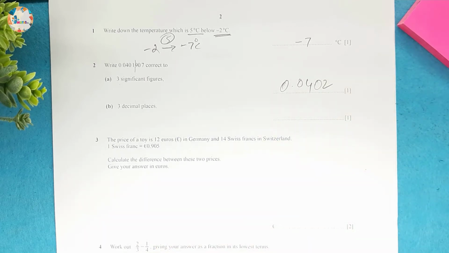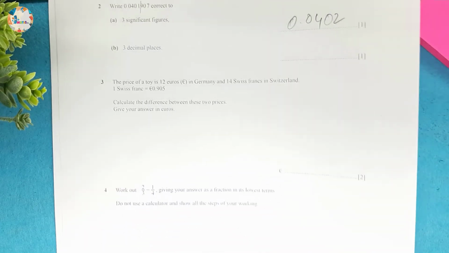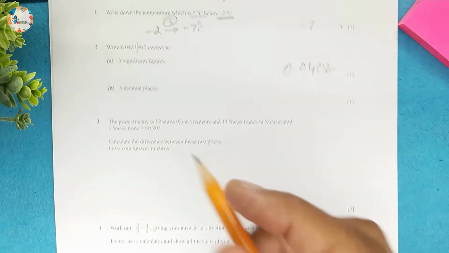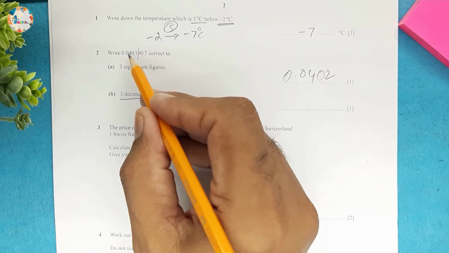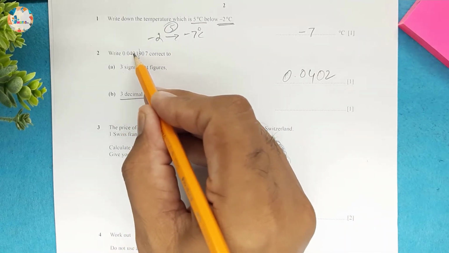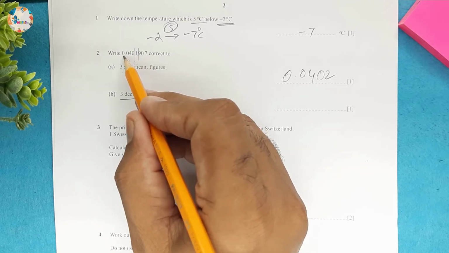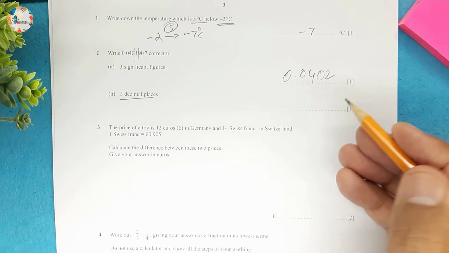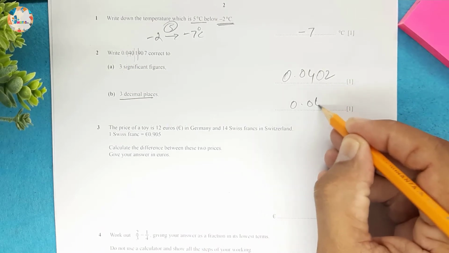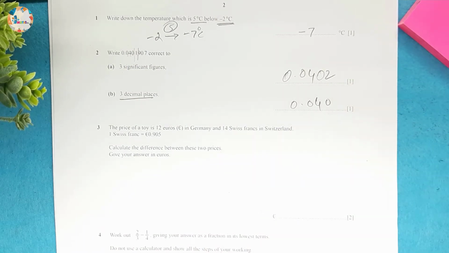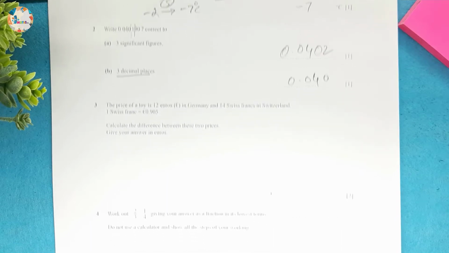Then we can go to the B part, 3 decimal places. Basically we require 3 decimal places, so we need to remove from here. So it will be 0.040. This will be up to 3 decimal places.